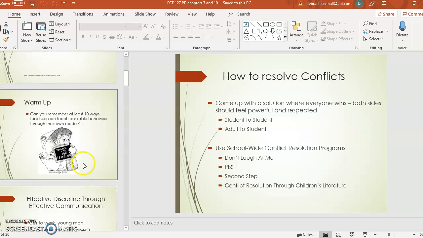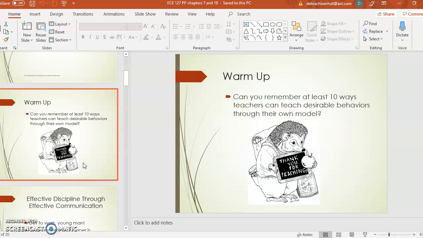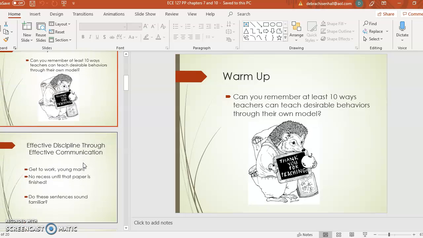I have a warm up to get us started. It's been a few weeks ago now, but we were talking about 10 ways that teachers can model desirable behaviors to children. So you wrote those down. Hopefully a few things like having a positive attitude, communicating with them, being respectful of their opinions, listening to them came to your mind as you thought of that question.